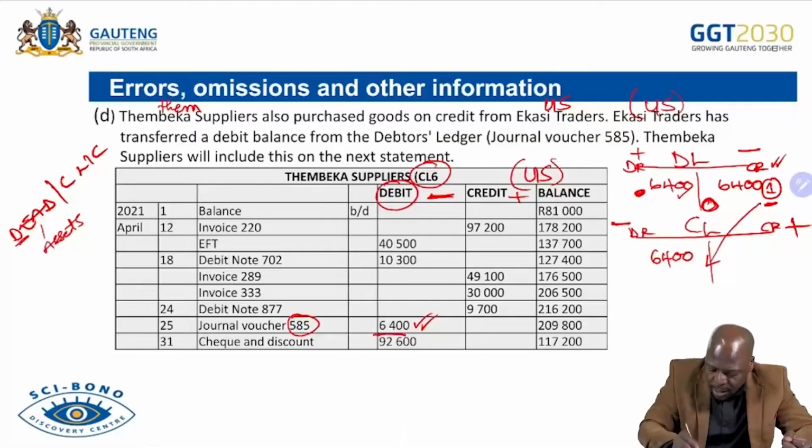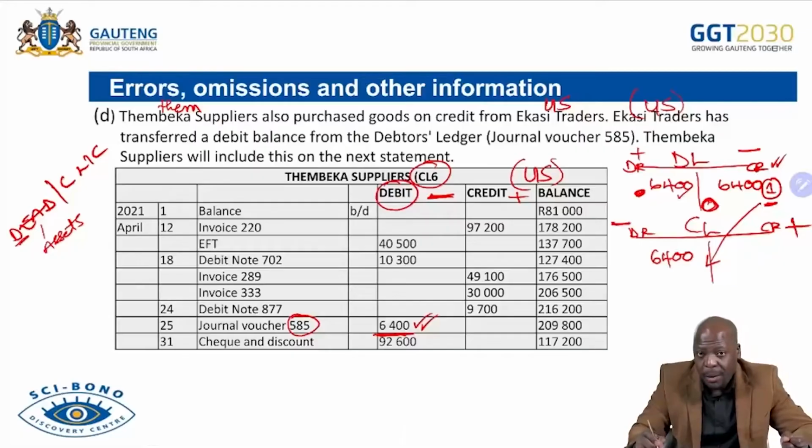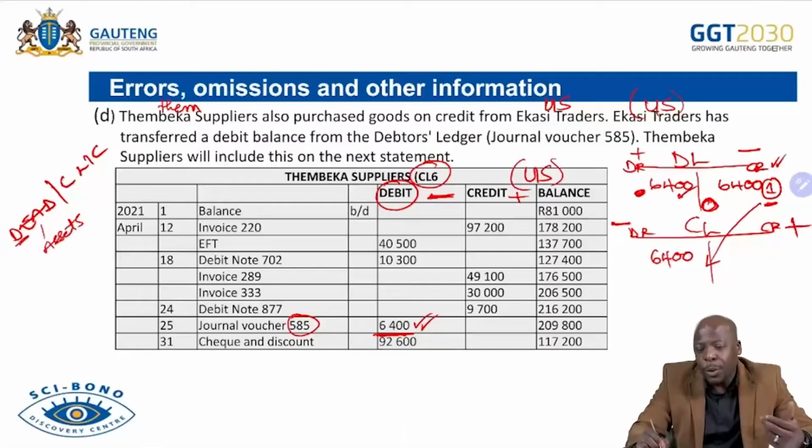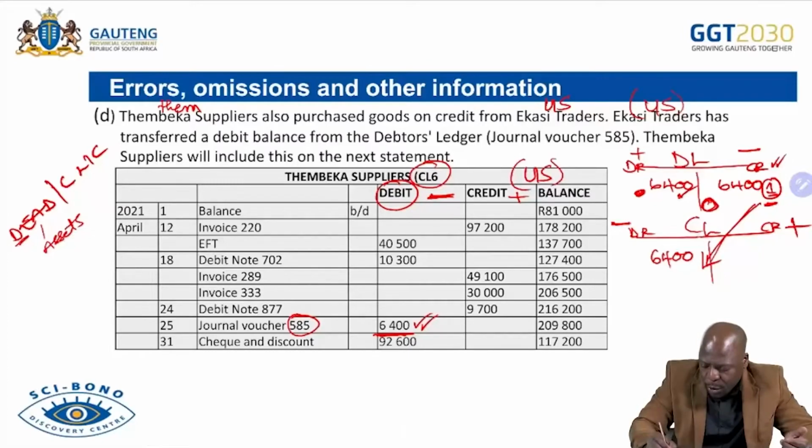This is how the 6,400 came here. How did it come here? It was in the debtors ledger on the debit side, but we were going to transfer it. We're going to write it off. How do we do that? We credit our debtors ledger by 6.4, transaction number 1, and then for us to complete double entry, we come to the creditors ledger on the debit side, and then we say 6.4.